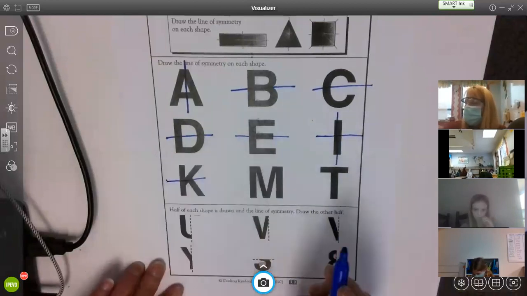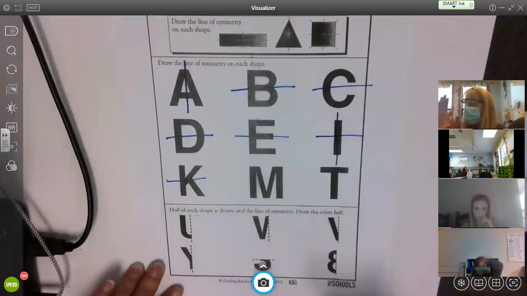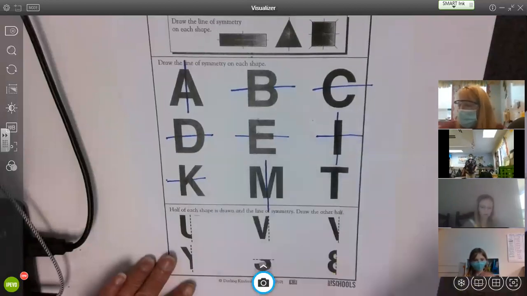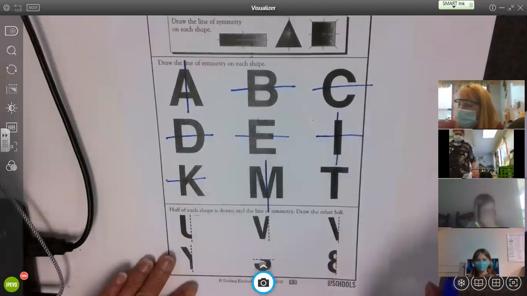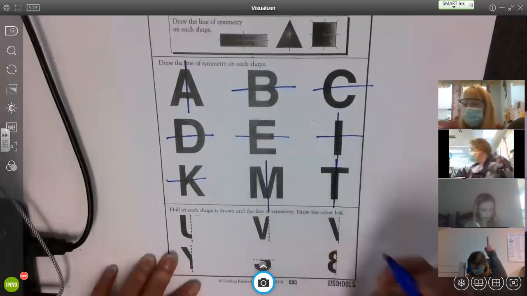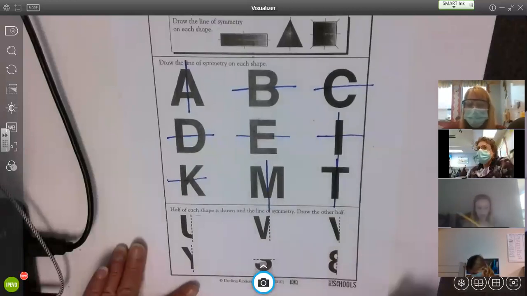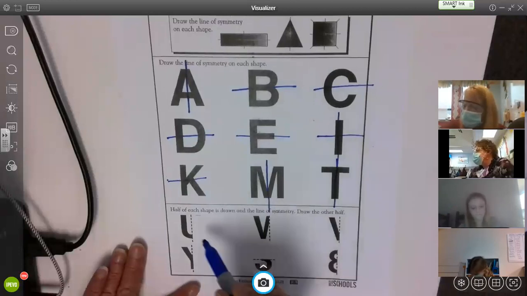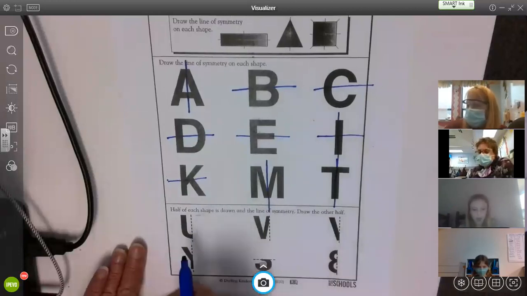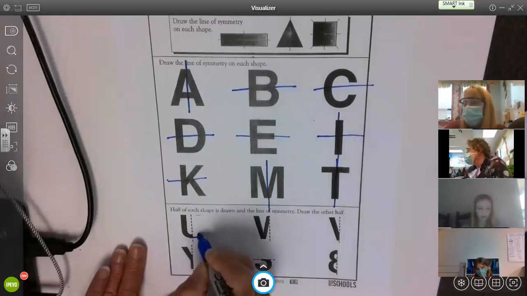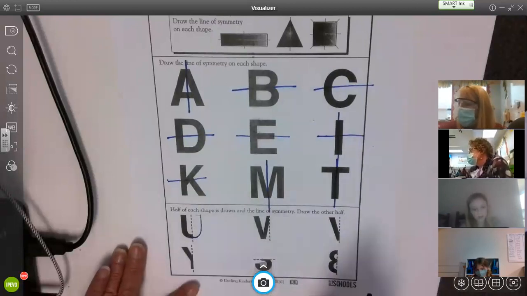Everybody show me with M. Good job, Serne. Vertical. Looking good, Reese. And T. You should have also gone vertical. Now, if you did not have time to draw the other half, Abby, what letter would this be if I drew the other half of this shape? What letter? U. Okay, what about this one, Lennox?